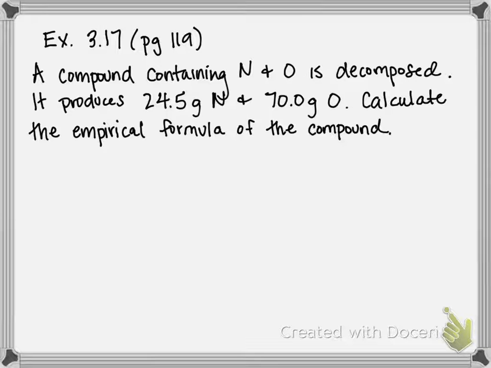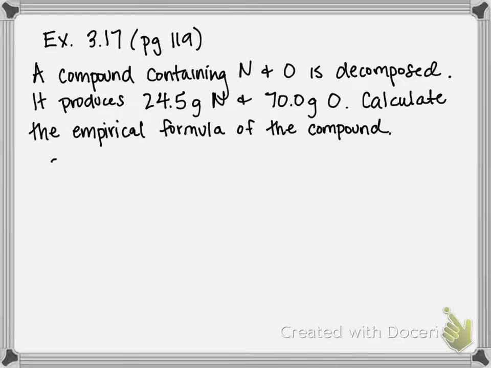So the first step in this example is to basically convert both nitrogen amounts and oxygen amounts to moles. Remember, an empirical formula is basically the simplest whole number ratio of elements within a compound, and we've looked at some previous examples of this. So step one is to convert grams of nitrogen to moles of nitrogen and grams of oxygen to moles of oxygen. And the way we're going to do this is to divide each of them by their molar mass.